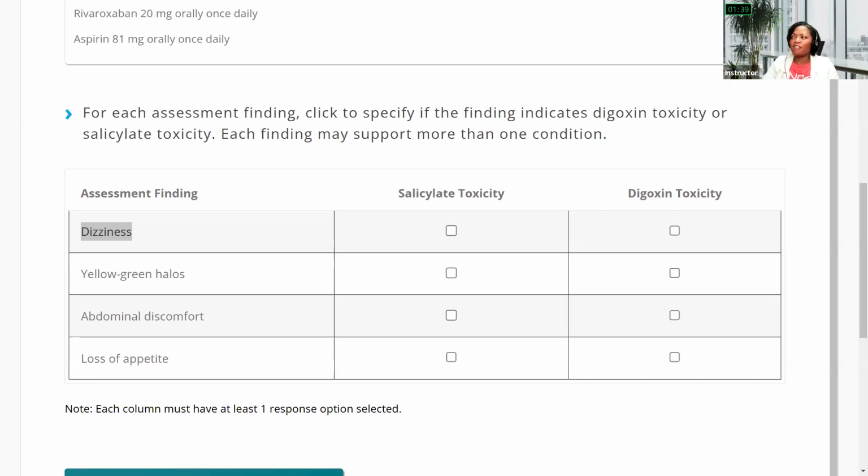All right, William is off to a great start. I need the others. I need my nurses. Where are you at? Drop in the chat which of these assessment findings align with the toxicity. This is our ability of figuring out what all this means: what do the dizziness, the yellow green halos, the discomfort, and the loss of appetite mean?